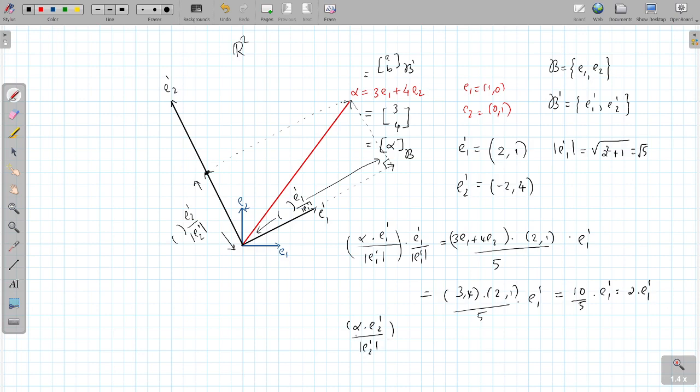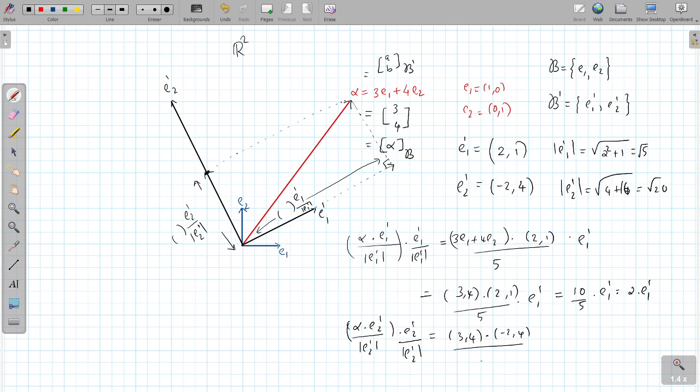This is the orthogonal projection of this vector alpha onto e2 prime, and we need to multiply it with the unit vector along that direction, e2 prime divided by modulus of e2 prime. So this is obtained by alpha dot e2 prime, that is (3, 4) dot e2 prime. What is e2 prime? e2 prime is (-2, 4) divided by modulus of e2 prime. Modulus of e2 prime is the square root of 4 plus 16, that is the square root of 20.